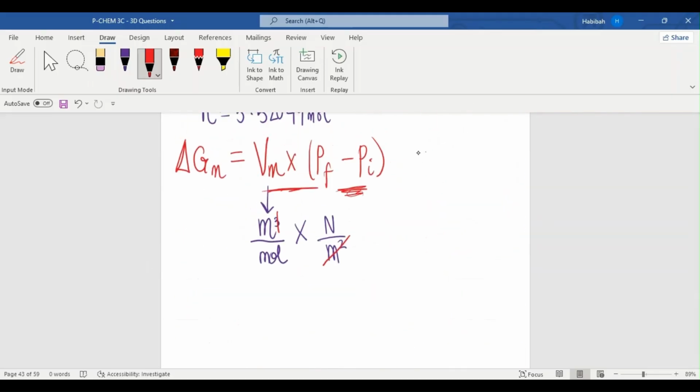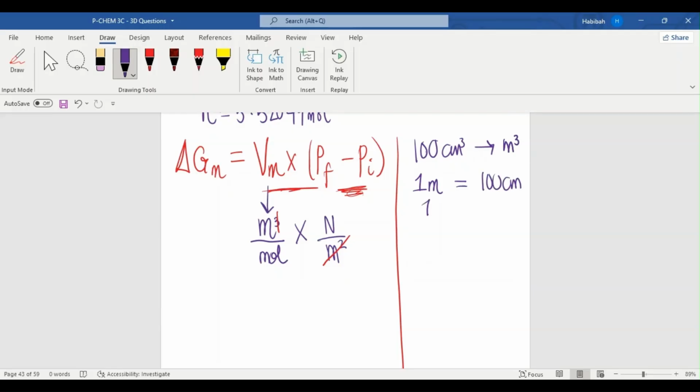100 centimeter cube. Let me just do it on the side here. 100 centimeter cube, right? In meter cube is going to be what? Well, let's not forget that 1 meter is the same thing as 100 centimeter. Then 1 meter cubed is the same thing as 100 centimeter cubed. 1 times 1 is 1. Meter times meter times meter is meter cubed. I'm writing the fundamental information.